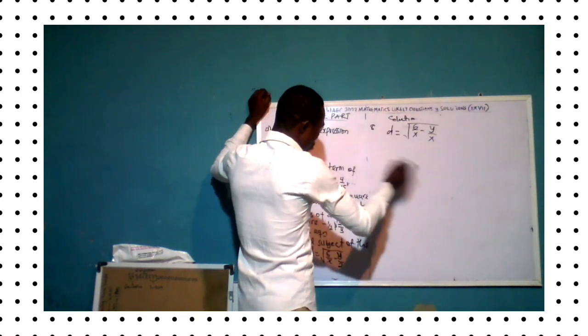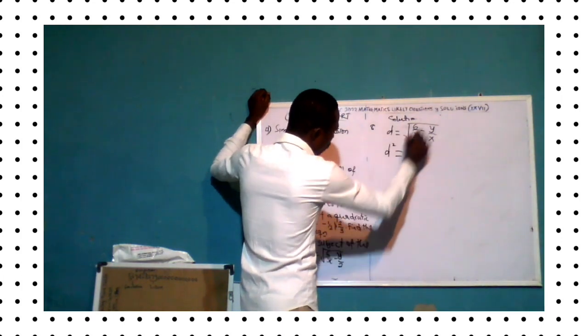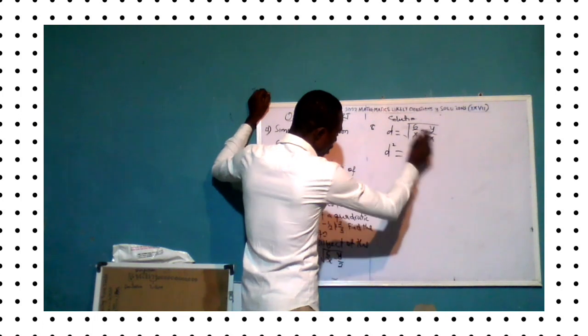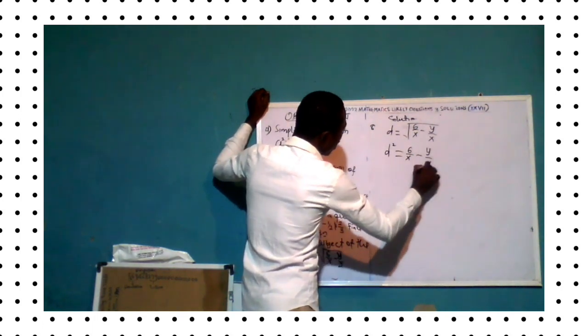I'll take the square of both sides. You take the square of both sides, that is this square, taking care of the square root here. So you have d squared equals 6 all over x minus y all over x.